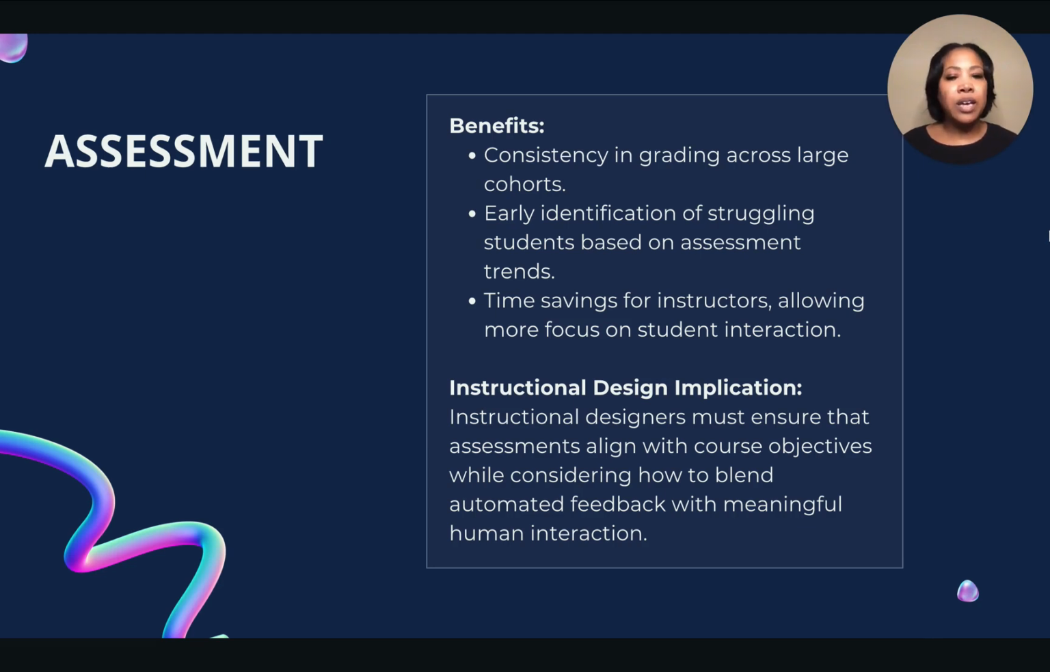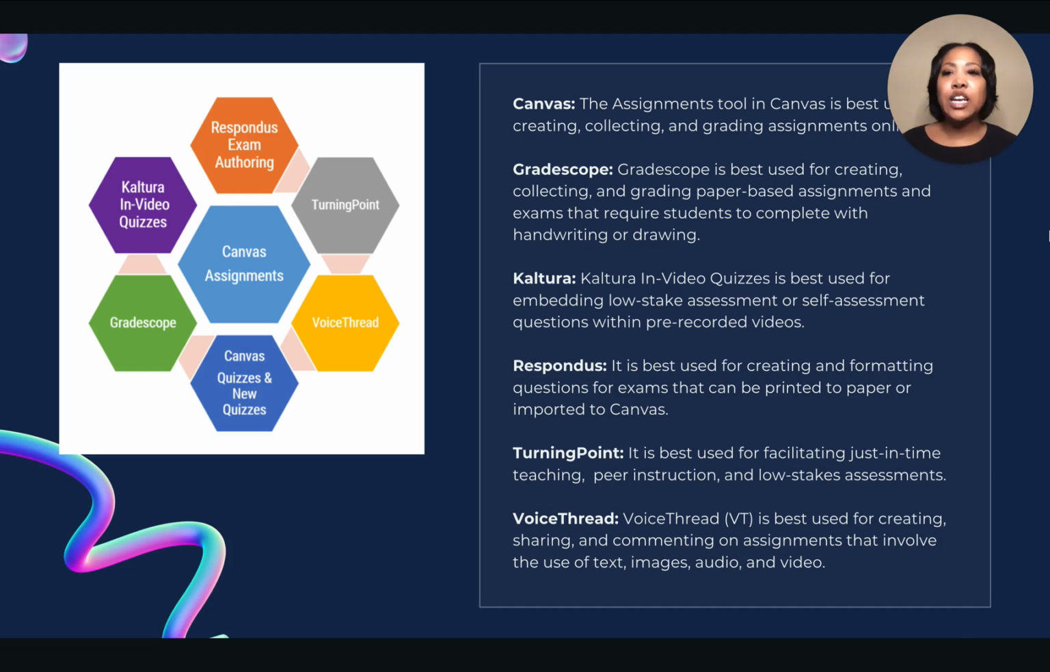What are the implications for instructional designers? We must ensure that assessments align with course objectives while considering how to blend automated feedback with meaningful human interaction. Here's an example of some assessment tools. You have Canvas, GradeScope, Kaltura, Respondus, Turning Point, VoiceThread, and maybe you're familiar with some of these or have used some before. It also gives you an example of when you might want to use these best.